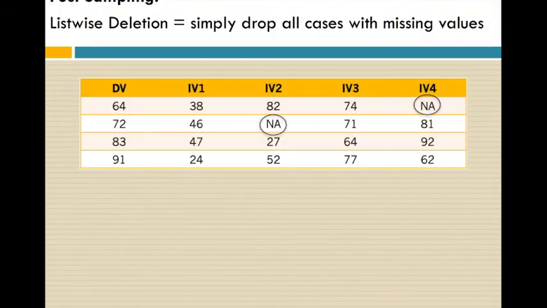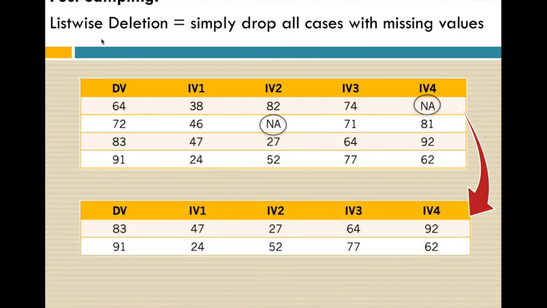Okay, let's take a look at deletion. This one is list-wise deletion. It means that you simply delete the missing values. In this case, if you look at this row, one of the data is missing, and also this row. So in list-wise deletion, you delete those two rows containing the missing data. There you go. That's how you deal with the missing data using list-wise deletion.